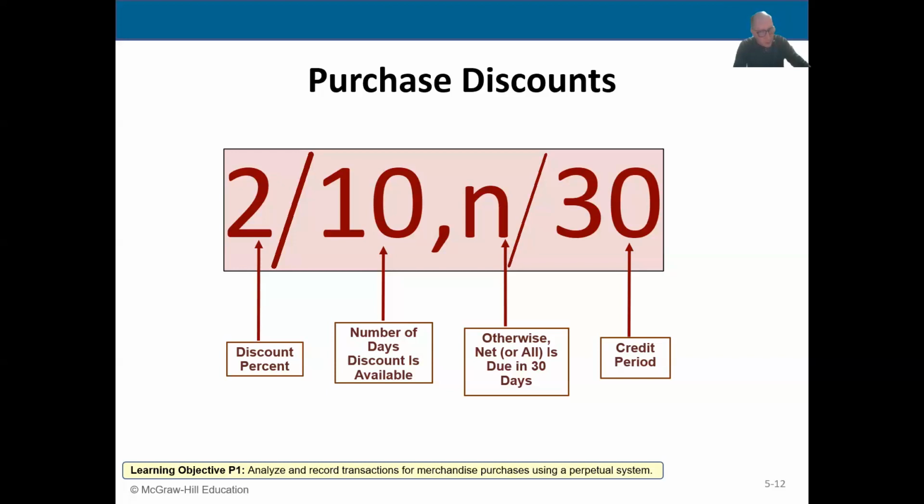That's what 2/10 net 30 means. 2/10 net 30. The first part is the discounted percentage paid within the number of days. N means all or net within the credit period amount. So 2/10 net 30 means 2% discount if I pay within the first 10 days. Otherwise, the entire amount is due within 30 days. That's what this means. It's just a different way of reading it.